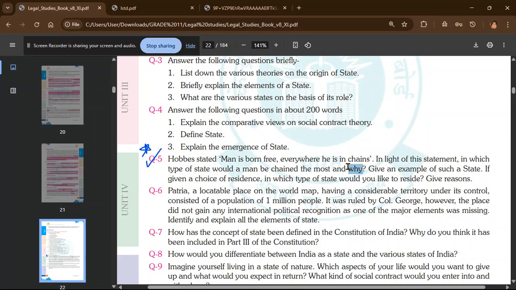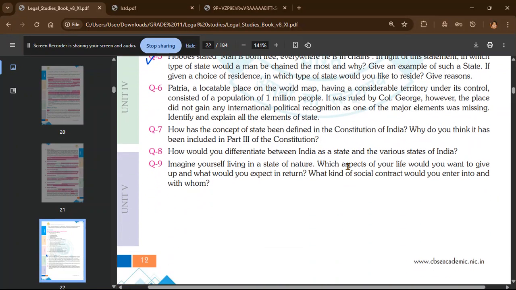Six. Patria, a locatable place in the world map, has a considerable territory under its control, consisting of a population of 1 million people. It was ruled by Col George. However, the place did not gain any international political recognition, as one of the major elements was missing. Identify and explain all the elements of state. So, one of the major elements was missing. The major element is sovereignty, so you'll write about sovereignty.